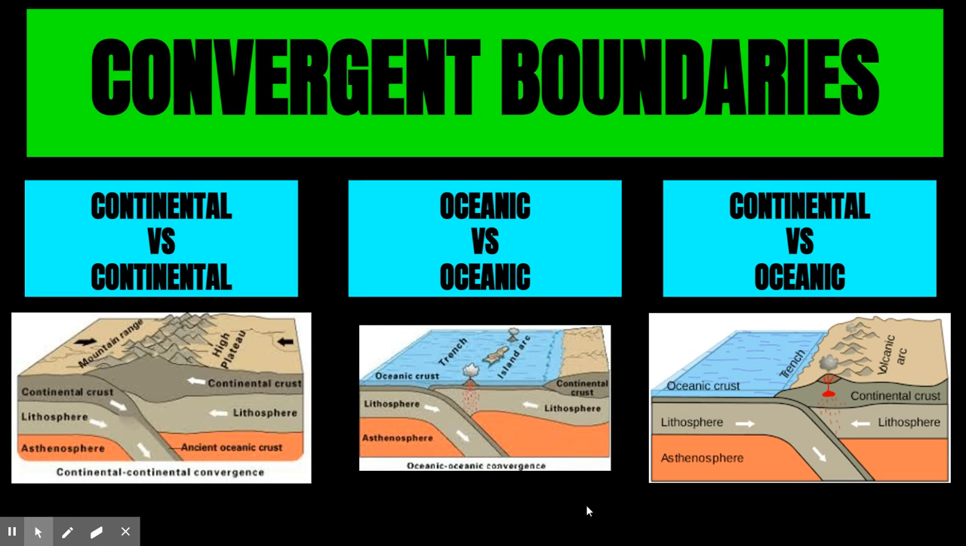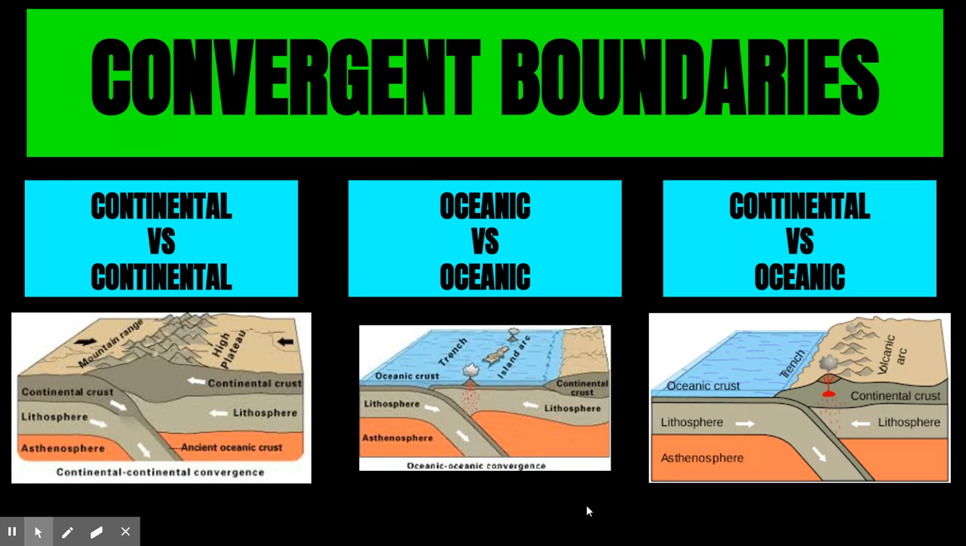Today's lesson is going to be about convergent boundaries. And convergent boundaries are where two tectonic plates are colliding or moving towards one another. We can break these boundaries down into three different categories depending on what types of crust are colliding.